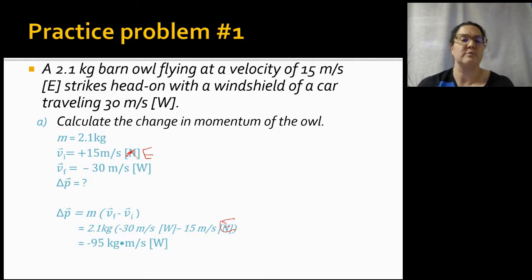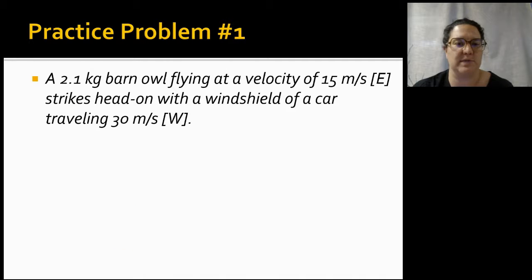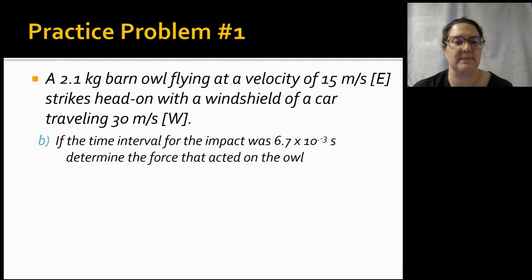So that same 2.1 kilogram barn owl, flying at a velocity of 15 meters per second east, strikes head-on with the windshield of the car again, moving 30 meters per second west. Now we're going to do this if the time interval for the impact was given as 6.7 times 10 to the negative 3 seconds. Determine the force acted on the owl.